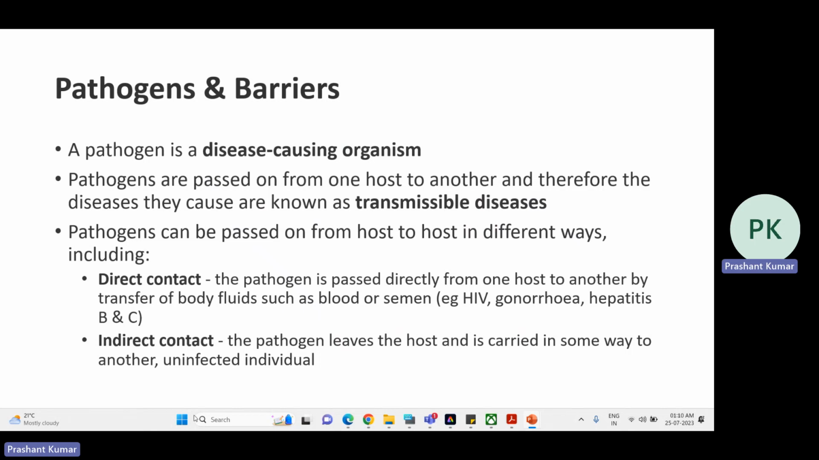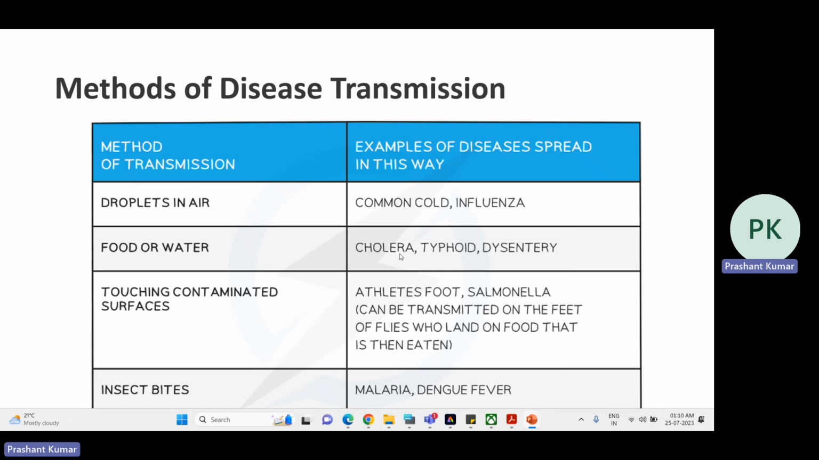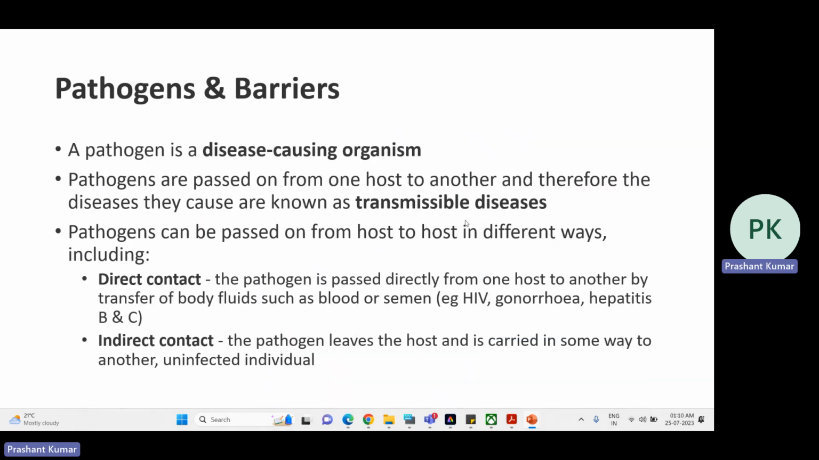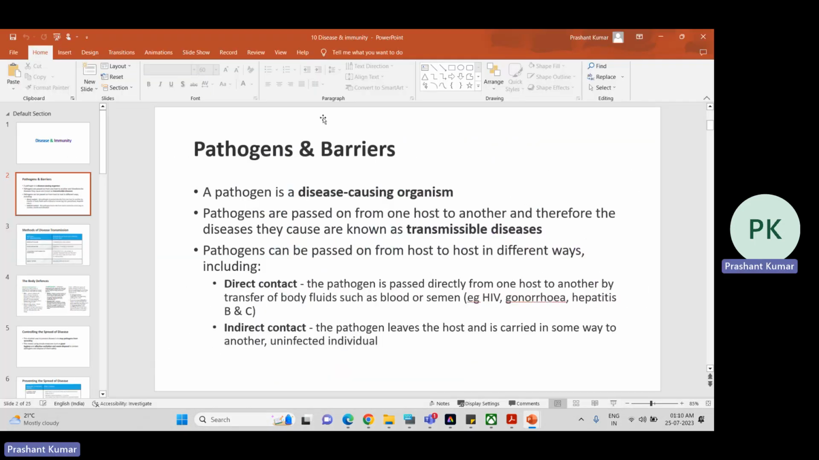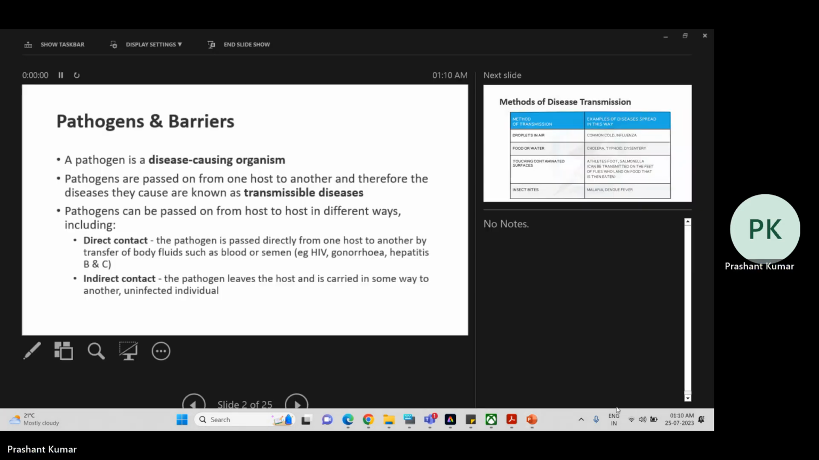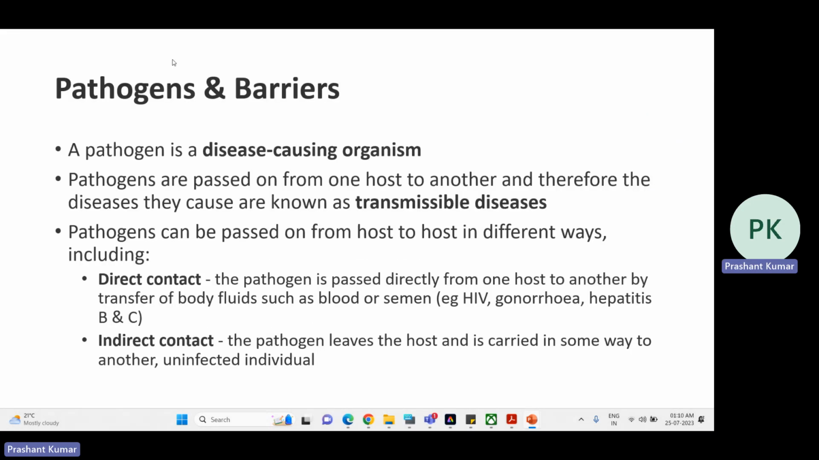So first, what is a pathogen? What is a barrier? Inside your body, there are so many barriers which prevent the entry of all these bacteria. Right. So we'll talk about the barriers and what all pathogens there are in the environment. So what is a pathogen? A disease-causing organism.